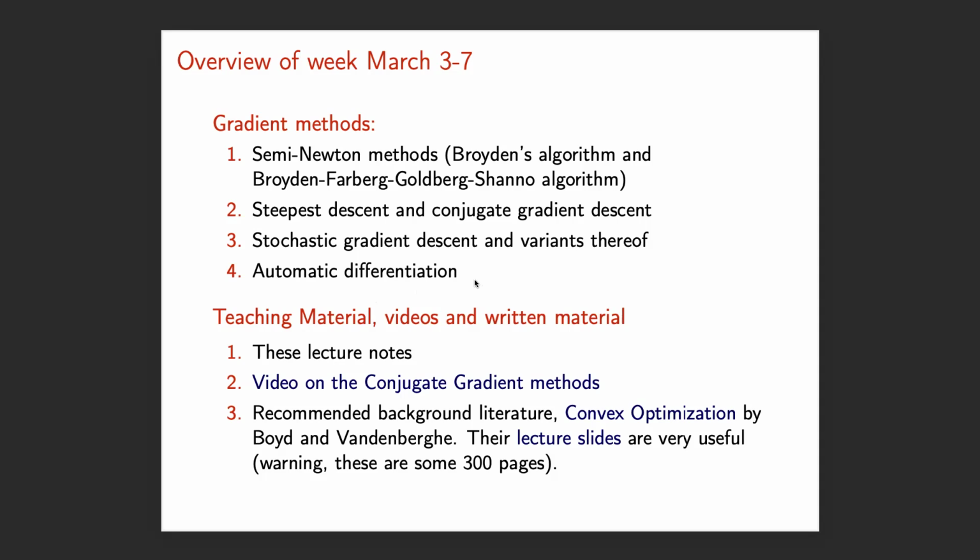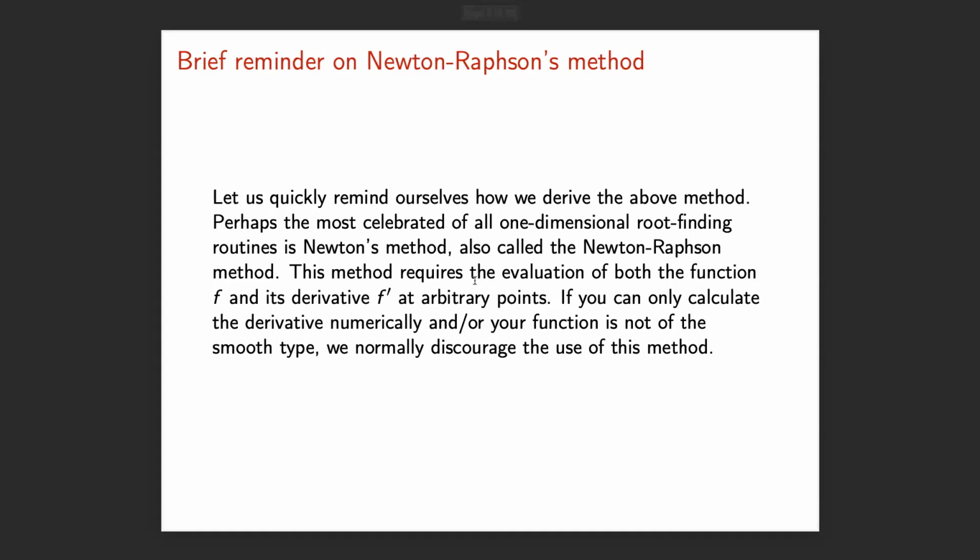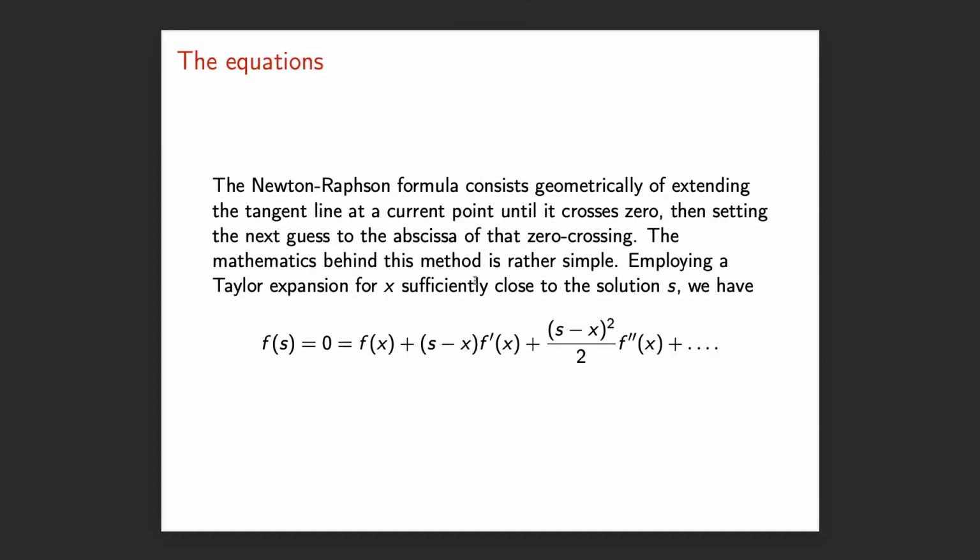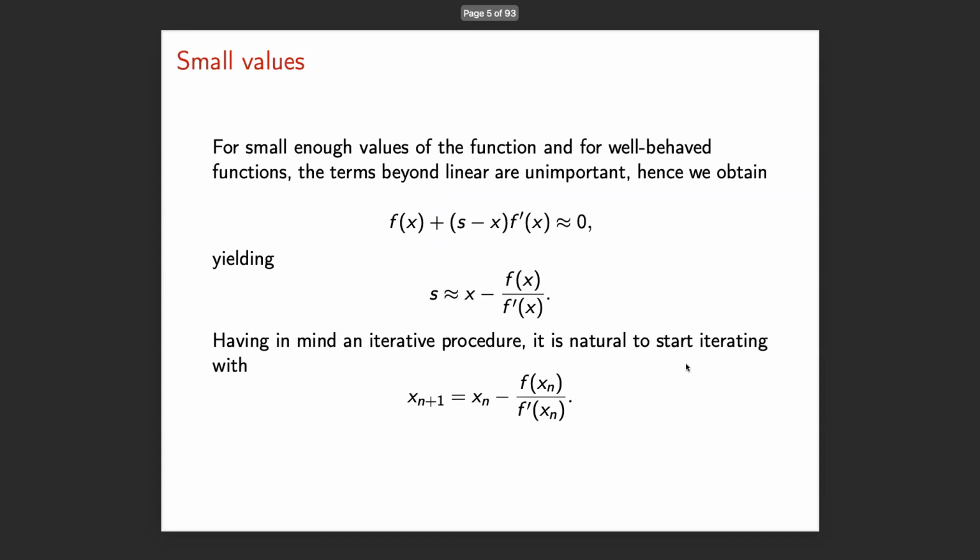So let's move on a little bit here. I'm going to give you a quick reminder of Newton's method, as we discussed before. This is just a Taylor expansion around the point S, and we want to find the roots of that function. When we do the Taylor expansion, we get an expansion like this. And at the end, we end up with an algorithm, which is what we discussed last time.